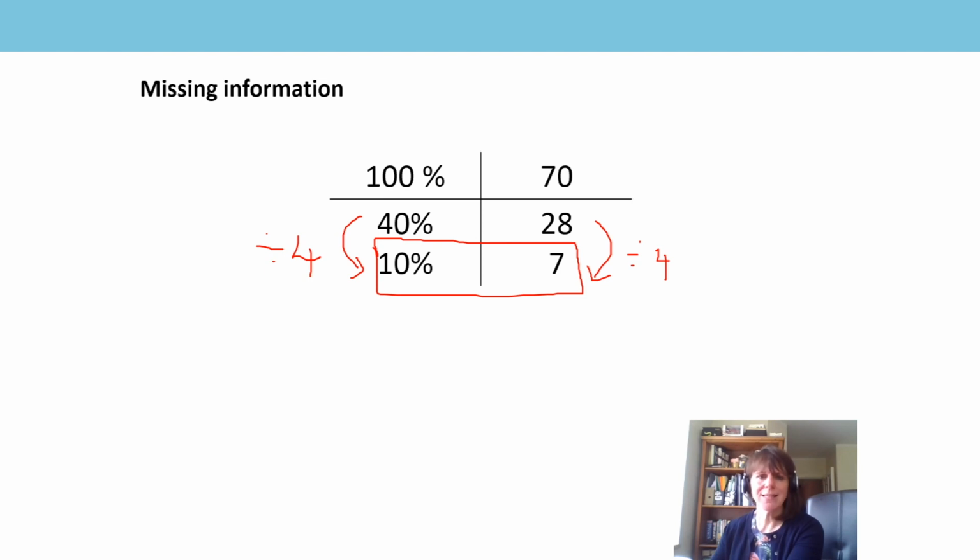I could have added 28 and 7, and that would have given me 35, and that would have represented 50% of the number because 40% add 10% equals 50%, and double 35 equals 70. I've got lots of ways of finding missing information.